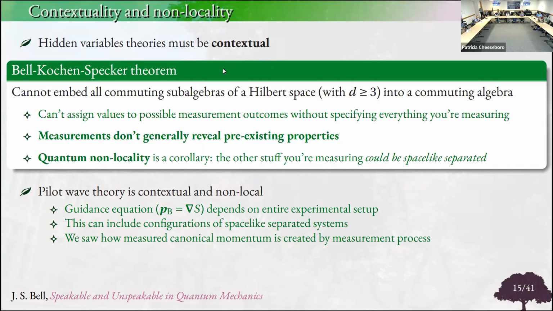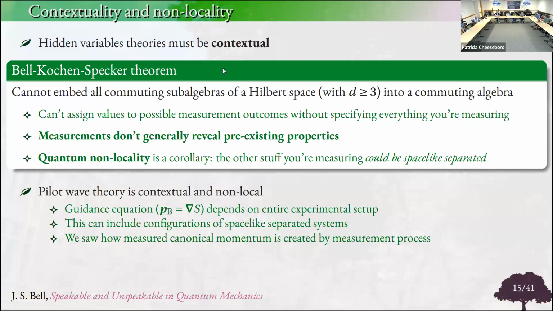Formally, if you have a Hilbert space with 3 or more dimensions, the theorem mathematically says that you can't find a commuting algebra that simultaneously includes all commuting subalgebras in the Hilbert space. But at the level of the measurement problem, what's used for interpretation is that measurements do not generically reveal properties that were there before the measurement. And quantum non-locality, which is something a lot of people make a big deal about, is a corollary of this, because the properties that you're concerned about, the things that you want to measure, might be space-like separated. And you can only really assign values to the things you're measuring if you fully specify the experimental context.